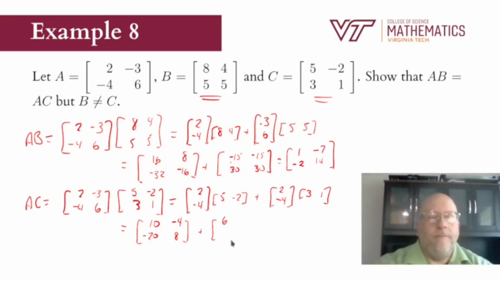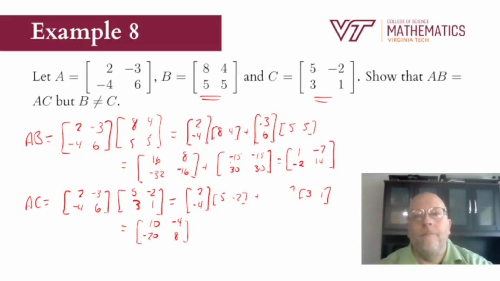That's not the right column. Somebody should have stopped me. Let's fix this up. I've lost my cursor here. Try this again. There we go. All right. That second column should have been negative 3, 6. Let's fix that up. Sorry about that.